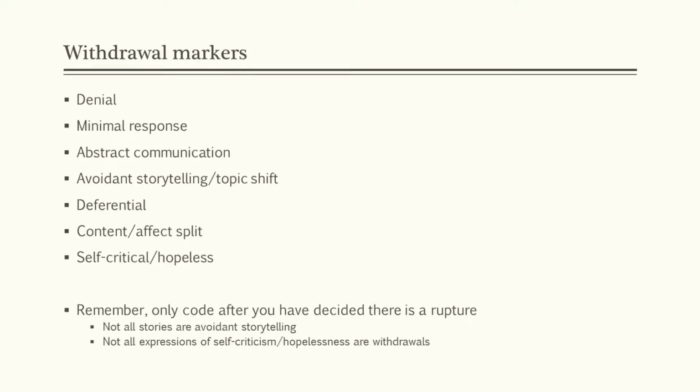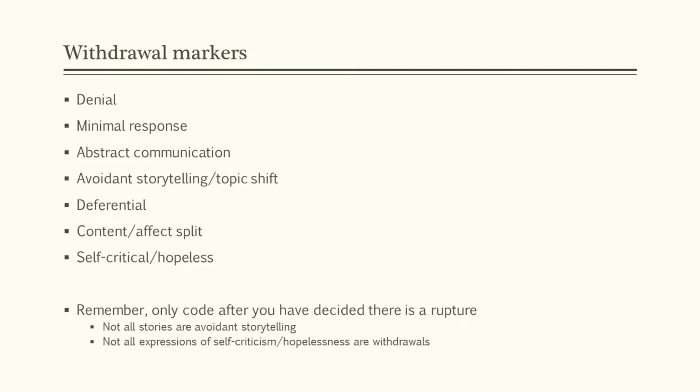Abstract communication is when the patient's avoiding the work of therapy by using really vague or abstract language. So this is, for example, a patient who intellectualizes a lot. This is how we capture that phenomenon. So the patient may be making very global, vague statements. Instead of talking about their experience, maybe they talk about people in general, society in general. Those are examples of abstract communication.